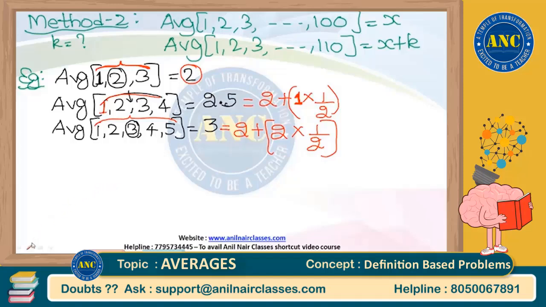I'll repeat again, sir. Can I say that original series is having 3 terms. Original average is 2. If I increase by one more term, it is 1 into 1 by 2. If I increase by 2 more terms, it is 2 into 1 by 2. If I increase by 3 more terms, it is 3 into 1 by 2. If I increase by n more terms, it is n into 1 by 2, right?